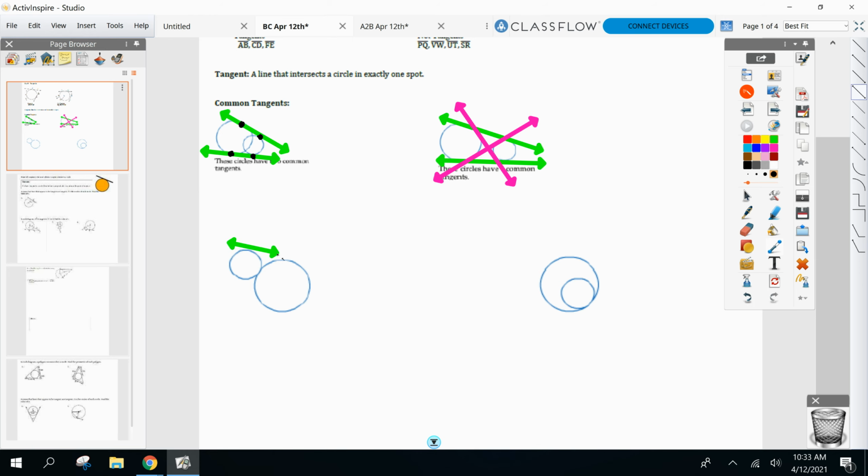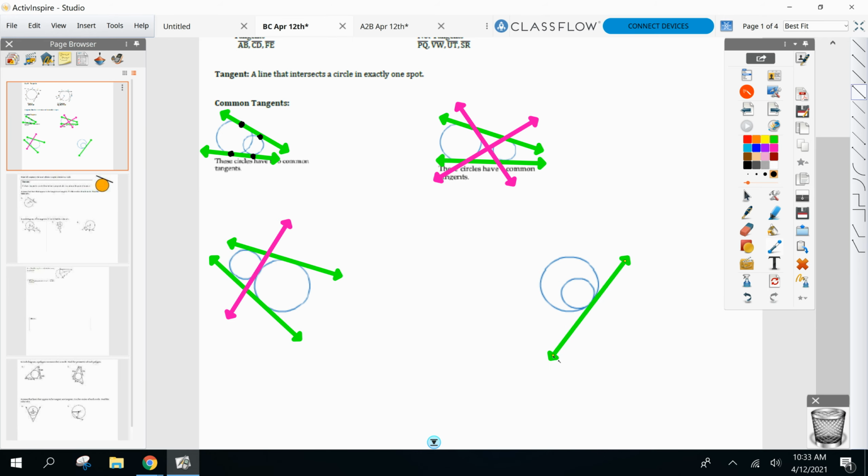Here are the three. One on top, one on the bottom. Many of you probably got those two. And then where's the third one? Right through where those two circles are touching. There it is. And then my last diagram, the circle within a circle, just touching. Only one common tangent. Yep.